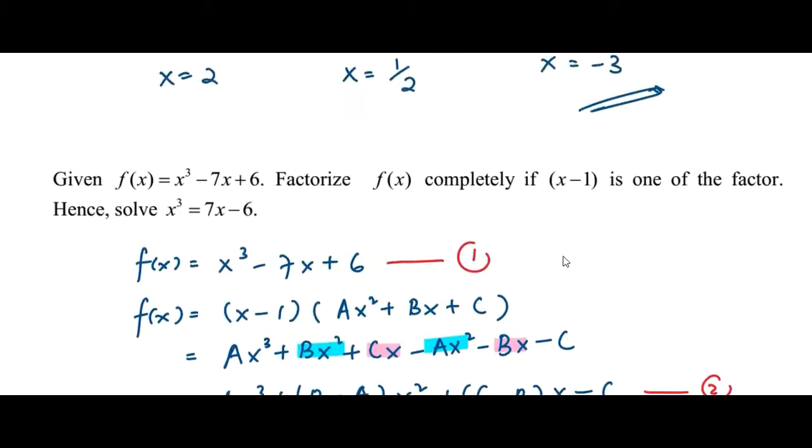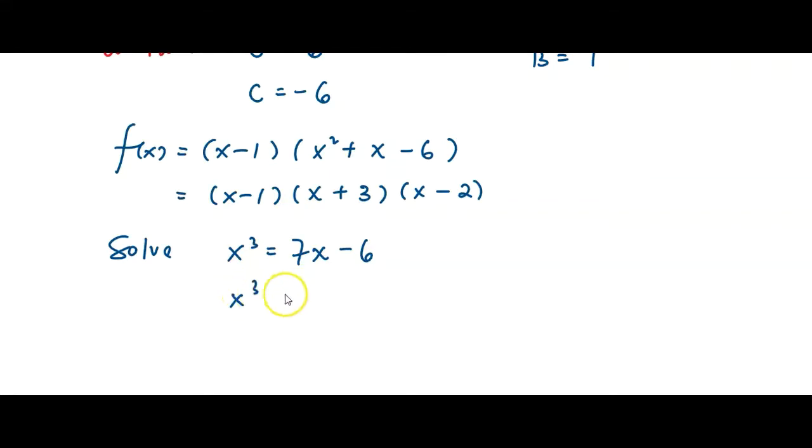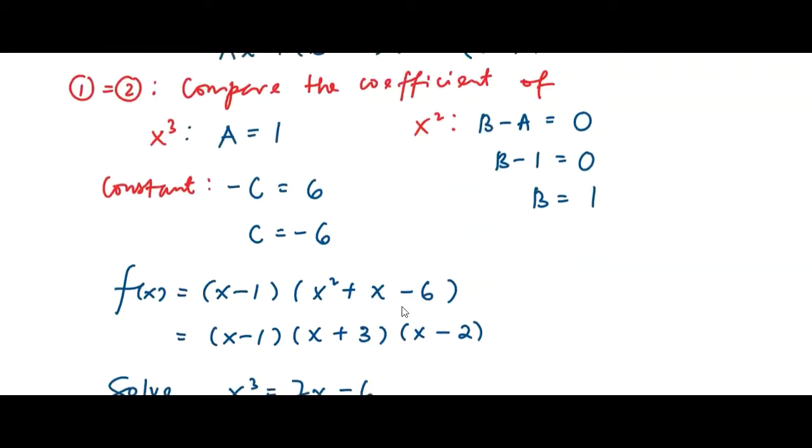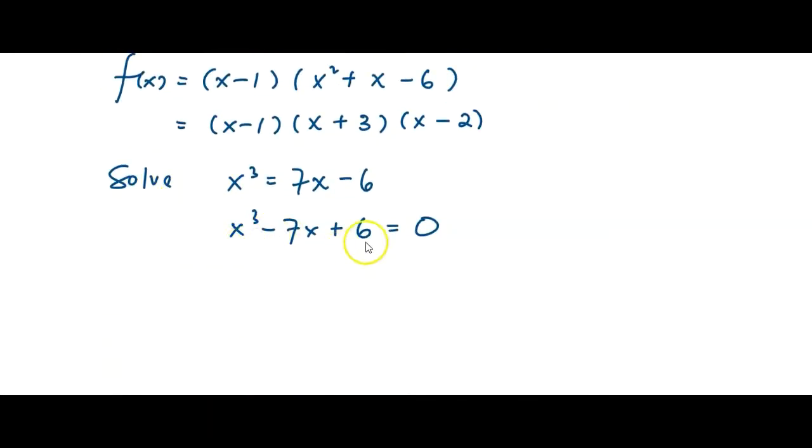After that, back to the question, we need to solve x cubed equals 7x minus 6. To solve this equation, I will move every term to the left-hand side and leave the right-hand side to be 0. After you have made this cubic equation into its general form, you will compare it with the expression just now. The expression given by f(x) is x cubed minus 7x plus 6. So you can see now our equation, the left-hand side, is actually equal to f(x). So you can say that this is f(x) equals 0.